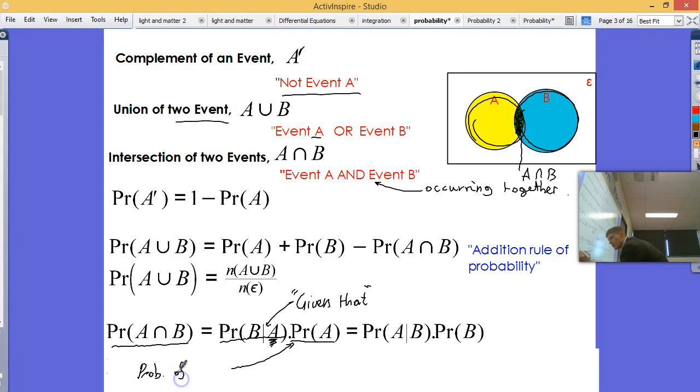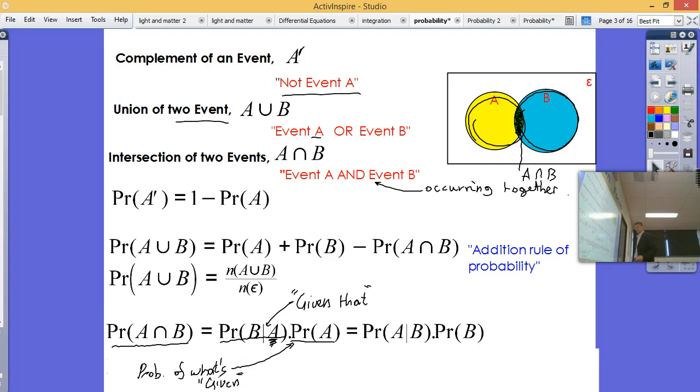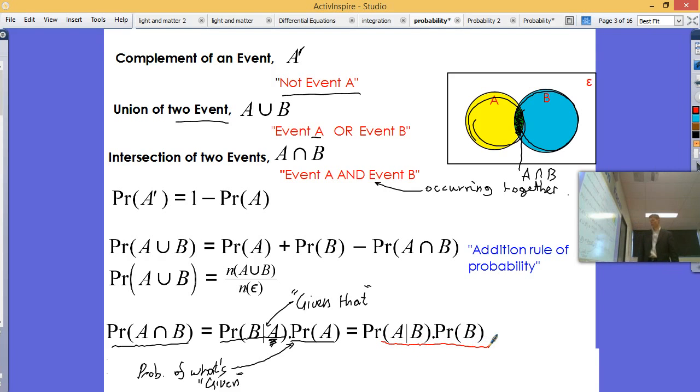Probability of what's given, as in given event A has occurred. Now we can see it's also equivalent to this form here, where we can swap the order in which the events occur. Probability of A given B has occurred times probability of what's given, probability of B.